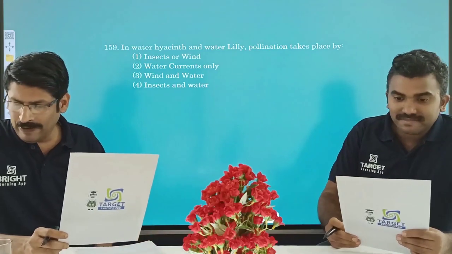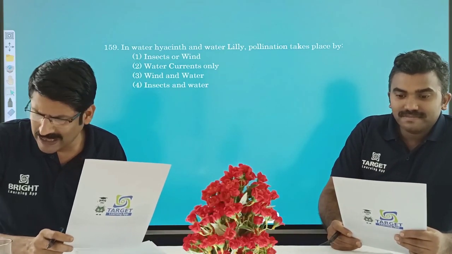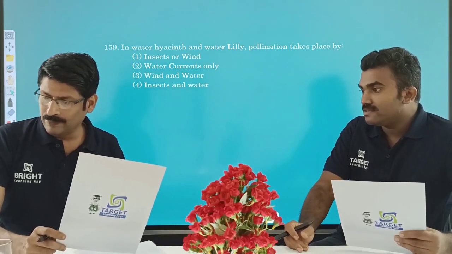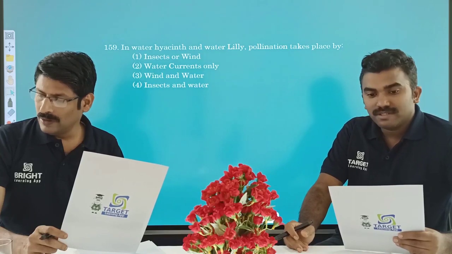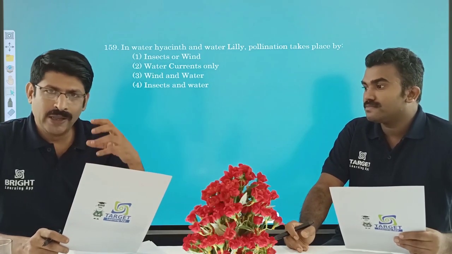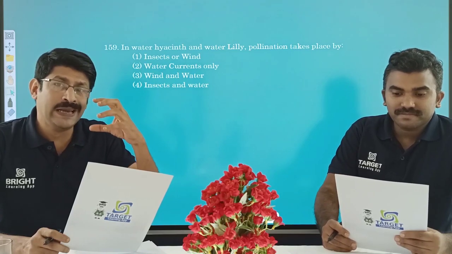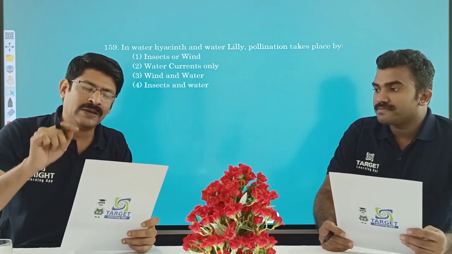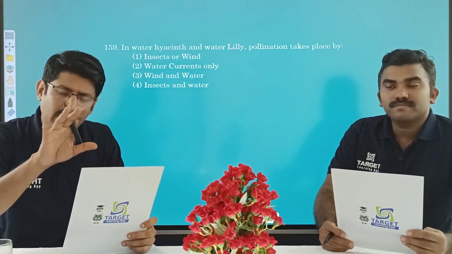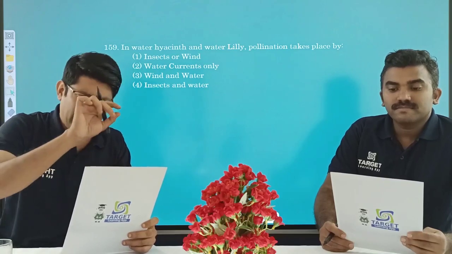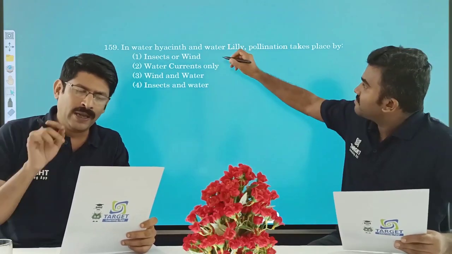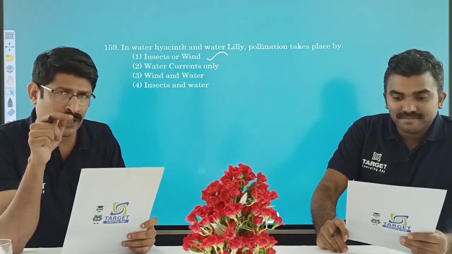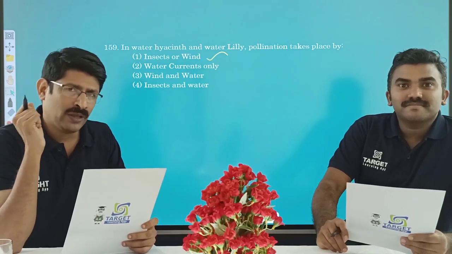And 159, again from sexual reproduction in flowering plants, the exact line on page number 29, related to hydrophily. It explains that in water hyacinth and water lily, pollination takes place through insect or wind, not water. That's the exact line in the NCERT textbook. Water pollination is explained in Vallisneria and Zostera or eelgrass.